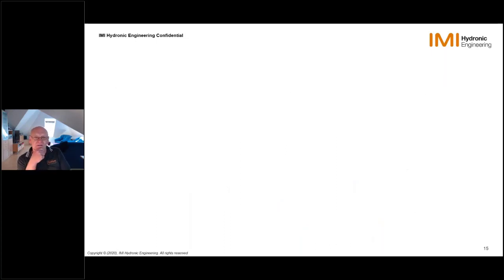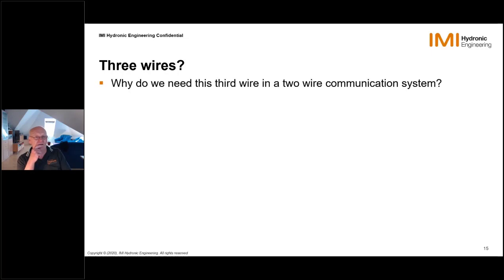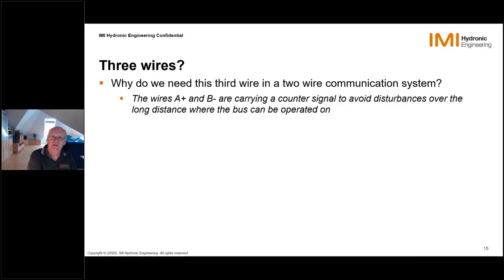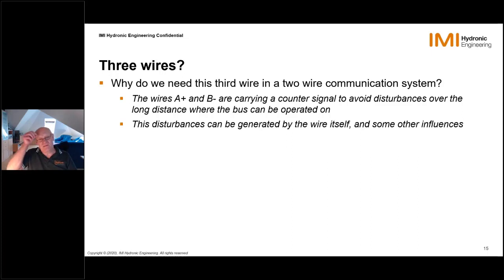But the question of 3 wires is interesting. Why do we need a 3rd wire in a 2-wire communication system, where we say that A and B are the signal carrier, and they are organized in a special way to avoid the disturbances over long distances? Disturbances can be generated by the wire itself or by other influences from outside. So the resistance, the capacity, and everything which is on a wire can influence a signal.